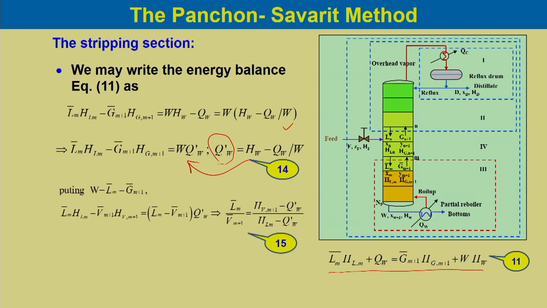Now, if we use the total material balance equation in this stripping section, equation 14 can be reduced to Lm bar divided by Gm plus 1 bar. No, this would be G.